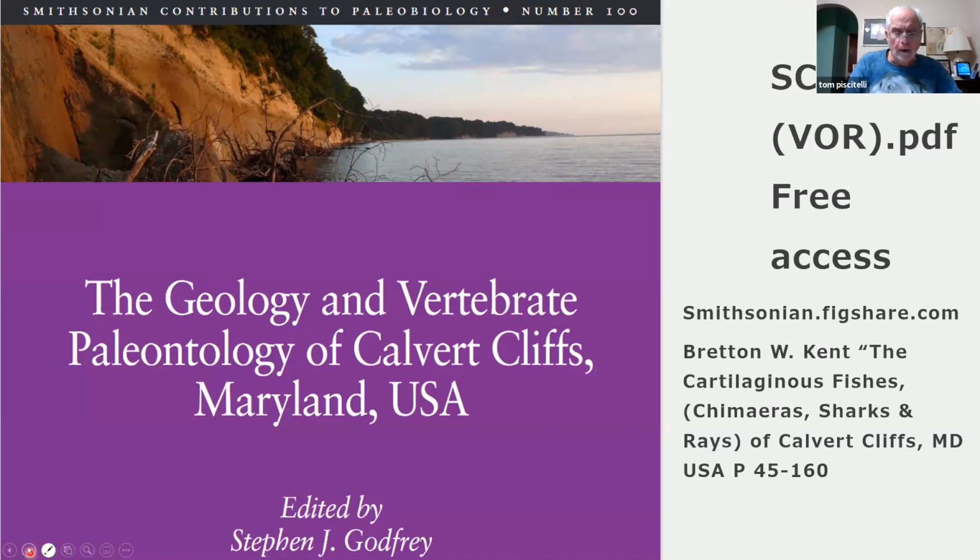Dr. Stephen Godfrey, curator of paleontology at the Calvert Marine Museum, has made this volume available, The Geology and Vertebrate Paleontology of Calvert Cliffs, Maryland, USA. There's a section in here on sharks by Dr. Breton Kent, and it's a recent description of Miocene sharks. He points out that there were more genera and species of fossil Miocene-age sharks and rays than in today's fauna of the mid-Atlantic states.